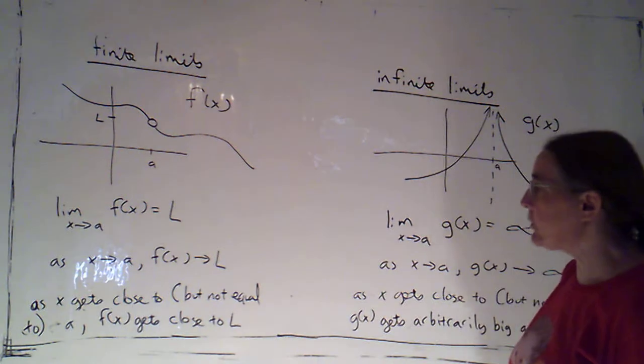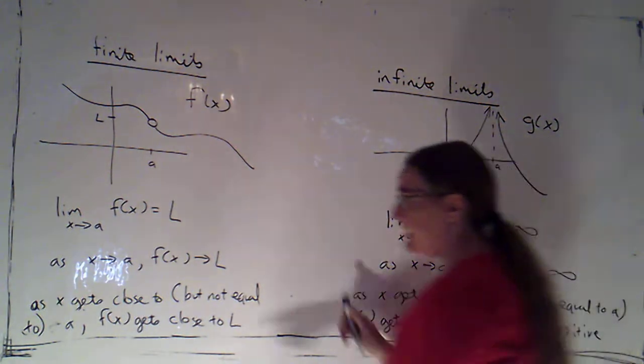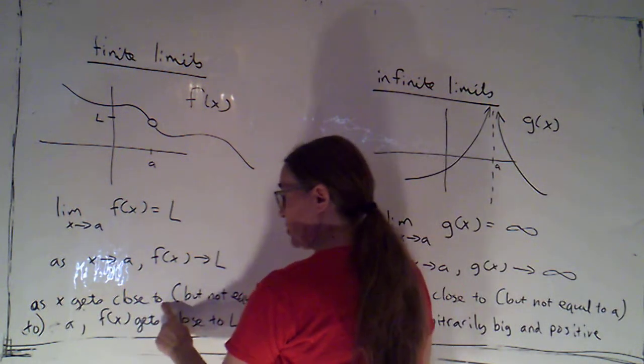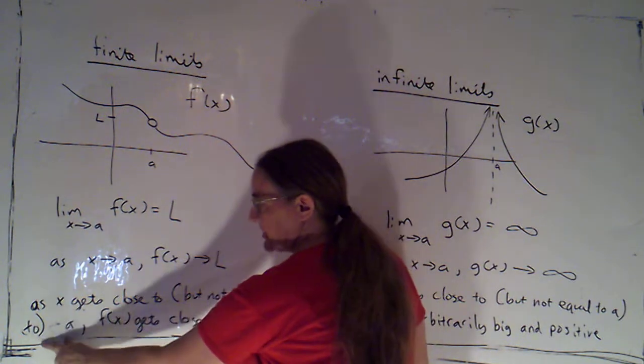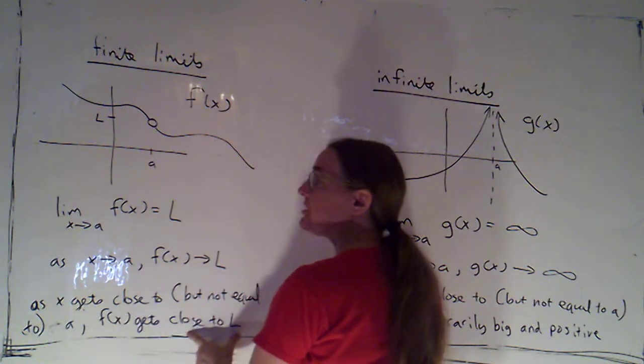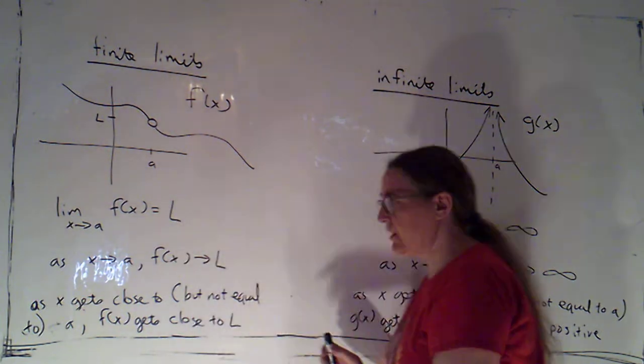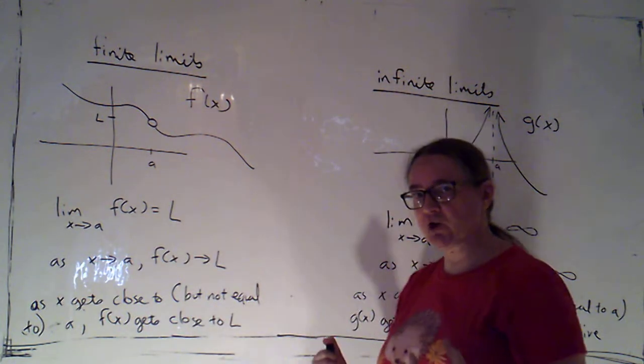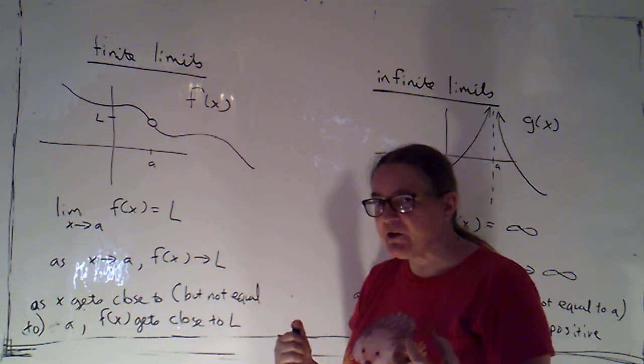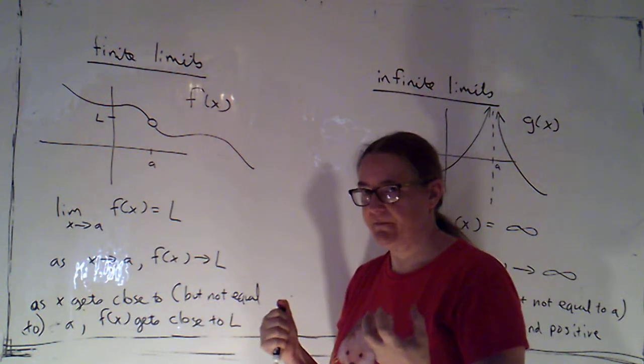And what that arrow notation means is that as x gets close to, but not equal to a, f of x gets close to L. So when this is a number, that arrow is interpreted as the y values are getting close to that.